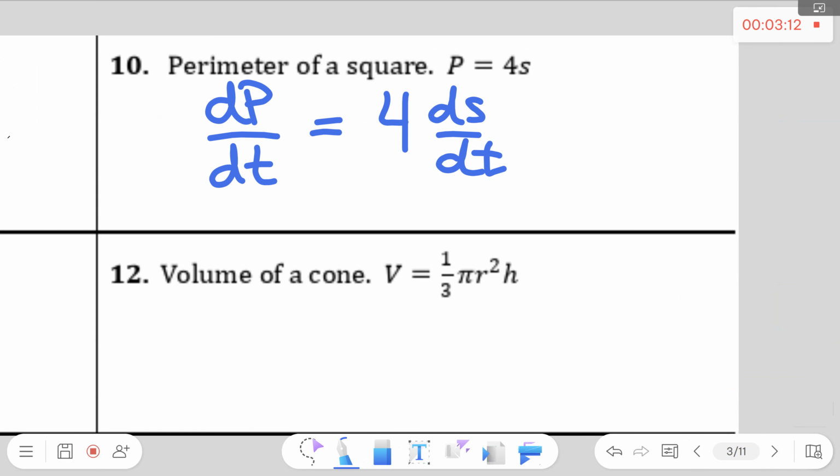Or volume of a cone. If I were to have an ice cream cone and the ice cream is melting and leaking out of the cone, at what rate is the ice cream leaking out?